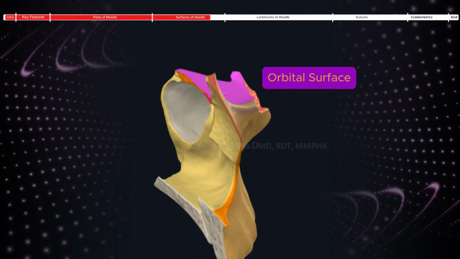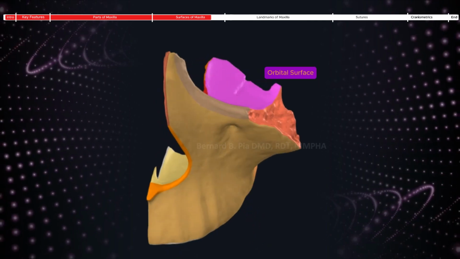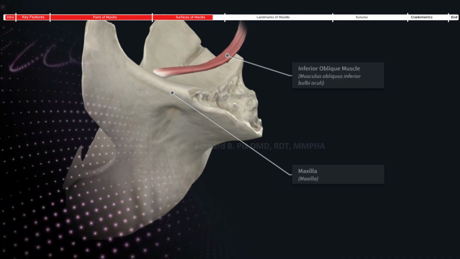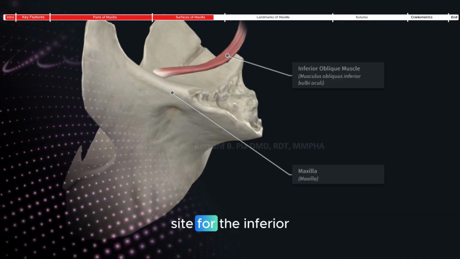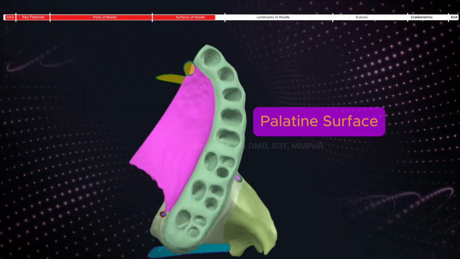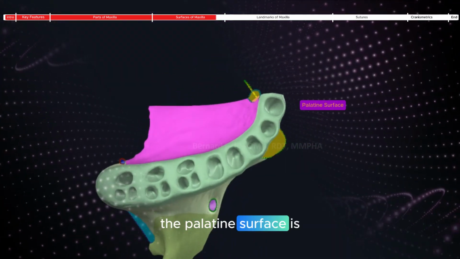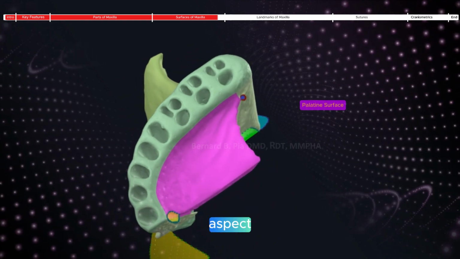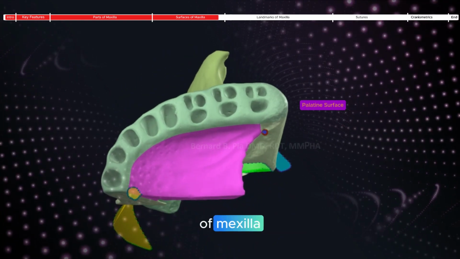10. The orbital surface is the smooth area found along the superior aspect of the maxilla. It provides an origin site for the inferior oblique muscle. 11. The palatine surface is the concave area found along the inferior aspect of the palatine process of maxilla.